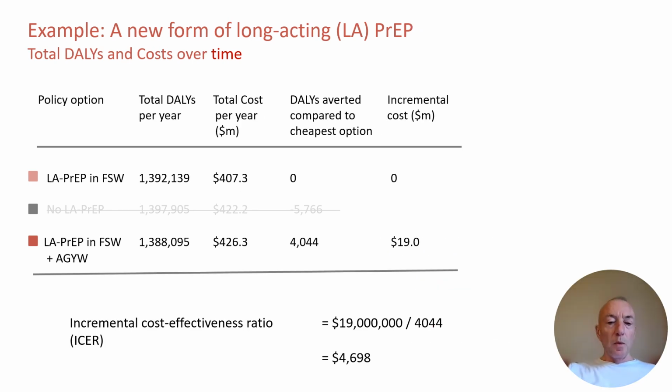So now we can work out the incremental cost effectiveness ratio between our two remaining policies which are not dominated or extendedly dominated. So the difference in cost is 19 million and the difference in DALYs averted is 4,044. So that gives an ICER of 4,698.